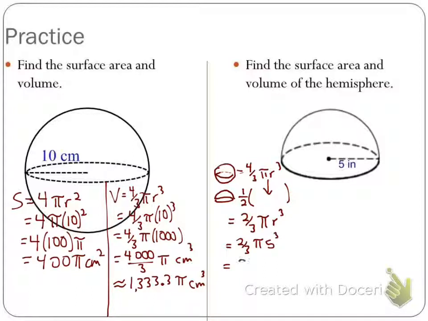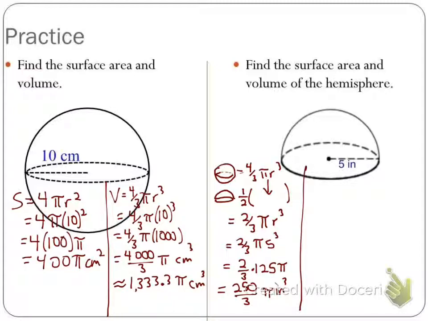We get 2/3 times 125 pi, and that comes out to be 250 over 3 pi inches cubed. If you went in and actually did the volume of the whole thing, I think you would have found that it was 500 over 3 pi, and hopefully you should see that's just by doubling the 250 over 3. But that's our volume of the hemisphere.